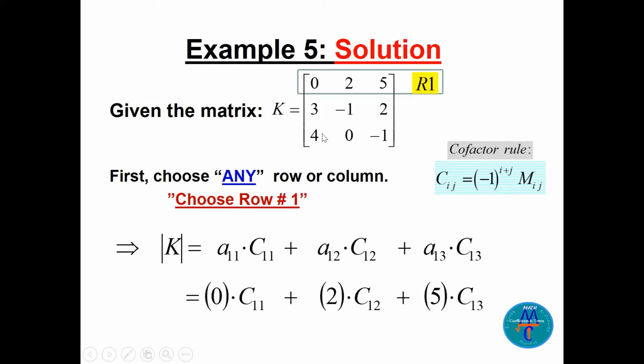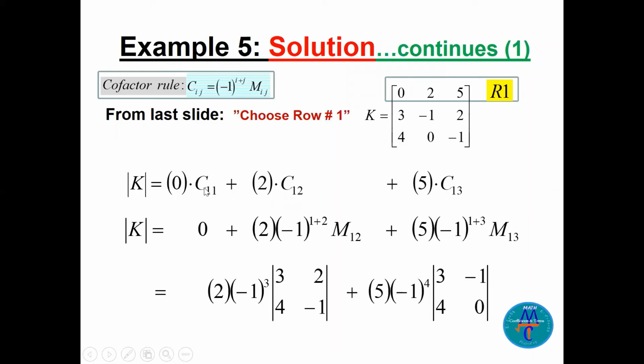Let me tell you, you choose the row or the column that has many zeros, because it will be easier for you. So this is 0. You don't have to find the cofactor C11 because it will be multiplied by 0. A12 is 2. We write it here. A13 is 5. So what's left now? I have to find the cofactor C12 and cofactor C13. On the next slide now, this is 0 already, and this is 2, and this is 5. Cofactor C12. See, C12, what do I do?